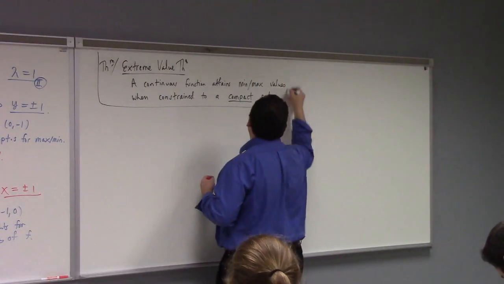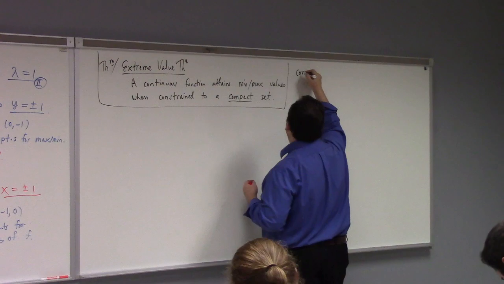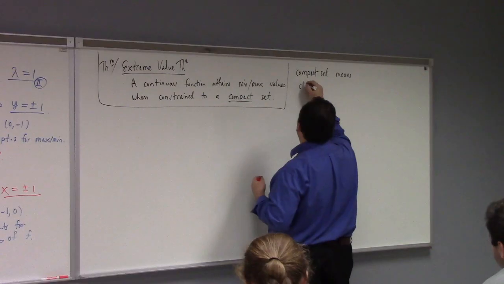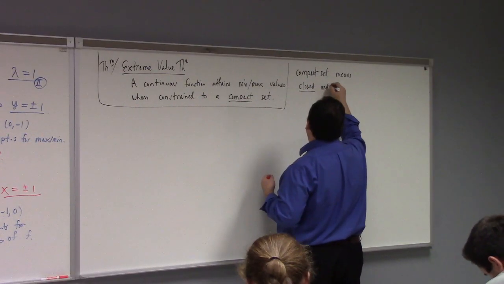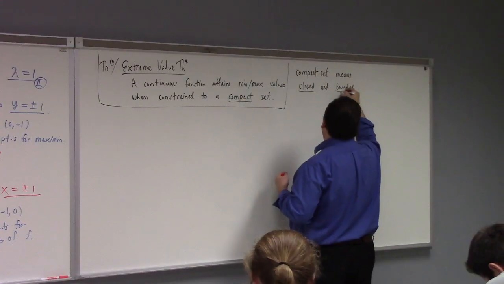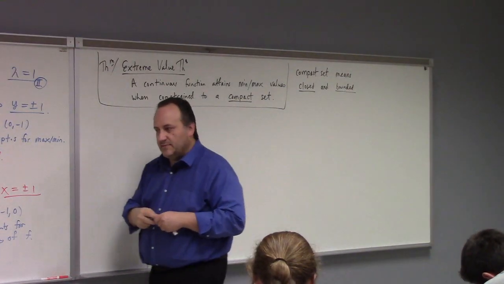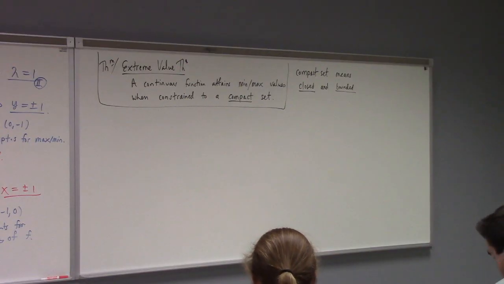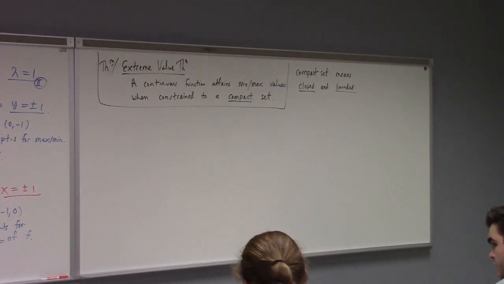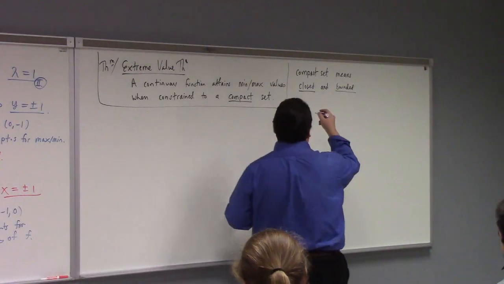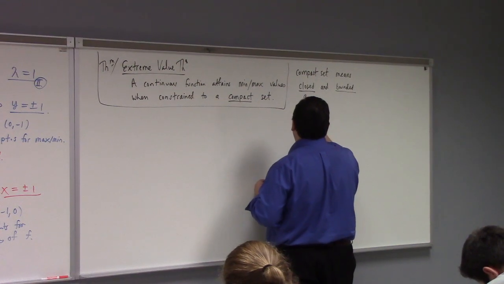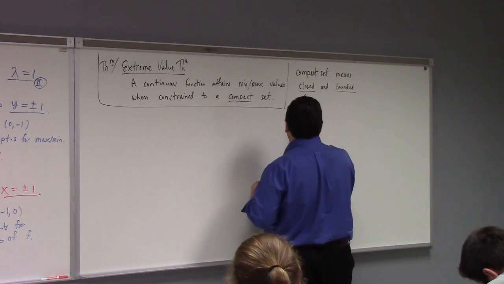Now, what's a compact set? Compact set means closed and bounded. So closed we talked about a little bit before. Closed simply means it's got no fuzzy edge. So closed means it contains its boundary, if you like. What does bounded mean? We haven't talked about that really. So it contains its boundary. No fuzzy edge.